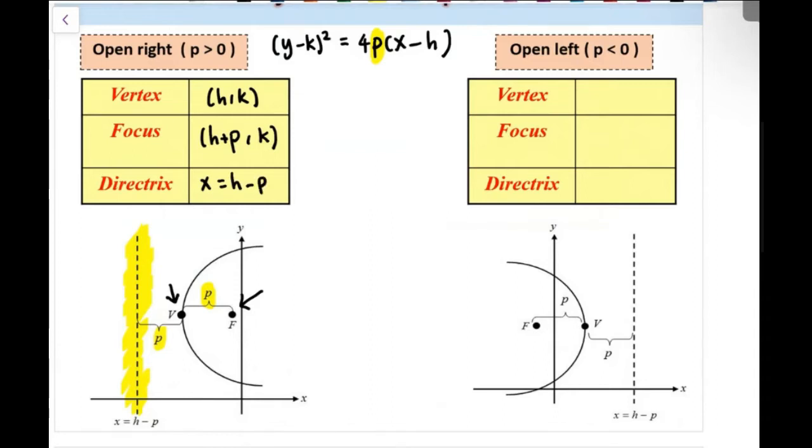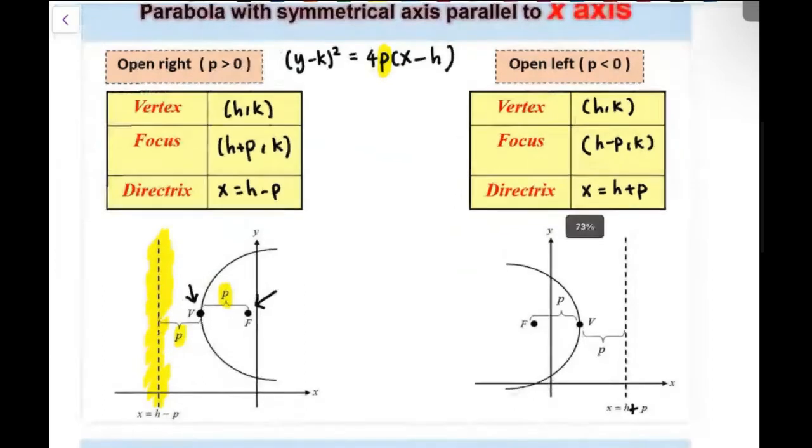Okay. Next, if our P is negative, then dia akan jadi open to the left. And then the rest of it is the same. Vertex is still (h, k). Focus now, because dia punya coordinate x juga yang akan berubah, but the other way around. So focus always lies inside parabola. Remember, that's how we get (h − p, k). And for directrix, it will be x = h + p. Sebab dia opposite, so dia kena plus lah kan directrix tu. Okay. So that's for the first equation.